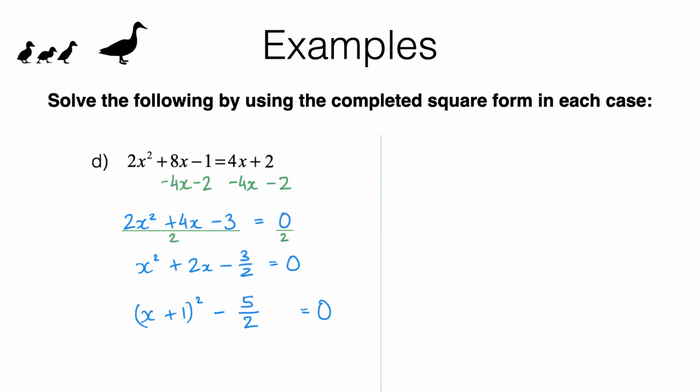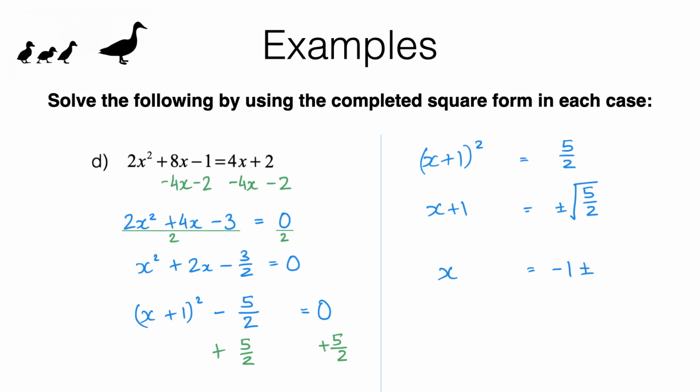Here's what you should have got. Adding 5 over 2 to each side of the equation, we get (x plus 1) all squared equals 5 over 2. That means x plus 1 will be the positive or negative square root of 5 over 2. Finally, we need to subtract 1 from each side, or in other words, add negative 1 to each side. So that gives us x equals negative 1 plus or minus the square root of 5 over 2.